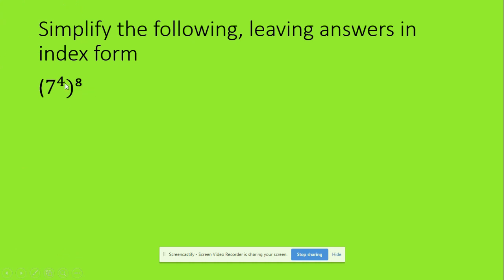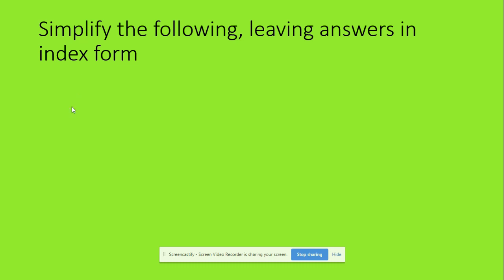Now, what I want to show you is when you've got an index outside the brackets, you then apply that index to everything inside the brackets. When there is an index attached to a whole number, they become one unit. So that 8 gets multiplied by that 4. You keep your same base, so your answer becomes 7 to the power of 32. So when there is a bracket in the middle of them, you multiply them.